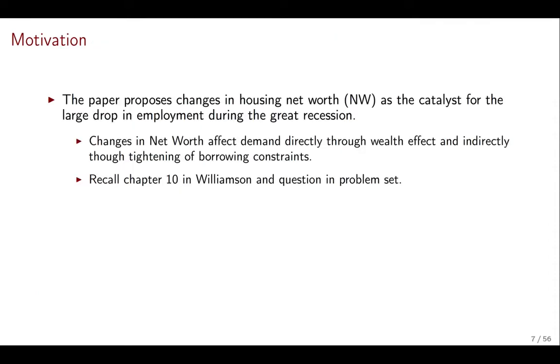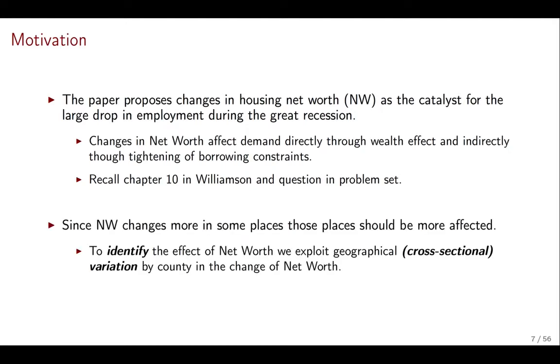So the paper is going to propose that changes in housing net worth are the catalyst for large changes in employment. They want to tie these through the effect that housing net worth is going to have as a negative wealth effect to consumers, and further a tightening of borrowing constraints to consumers. Many consumers can get credit by using their houses as collateral. When the price of houses goes down, their borrowing constraints tighten. We've seen these, for example, in one of the problems in problem set 1. And we can also look at chapter 10 in Williamson for other examples of this type of behavior.